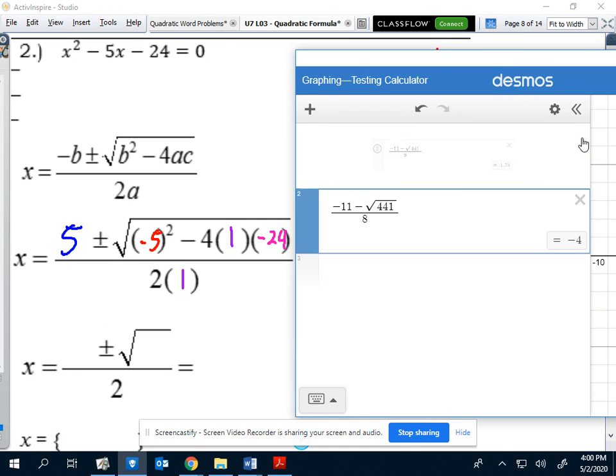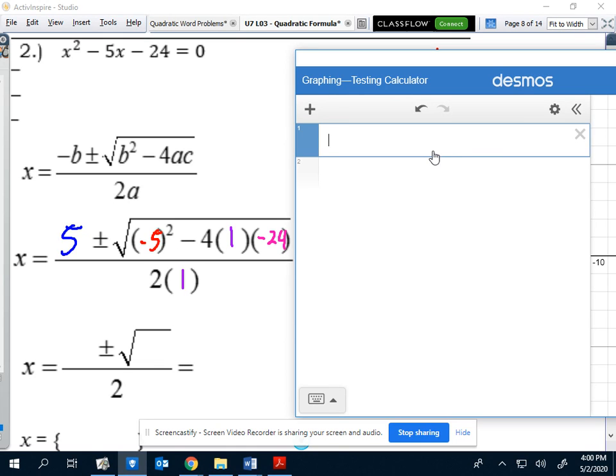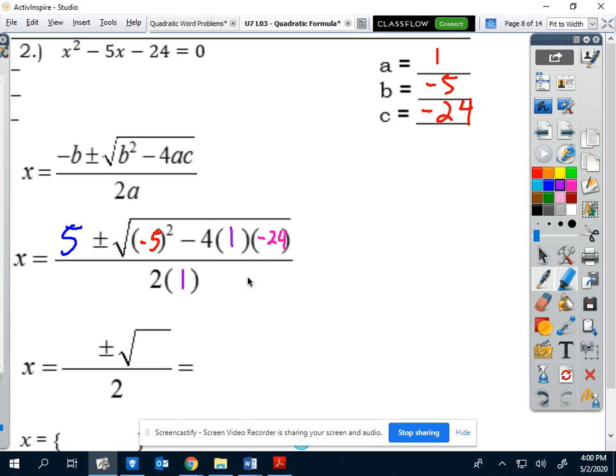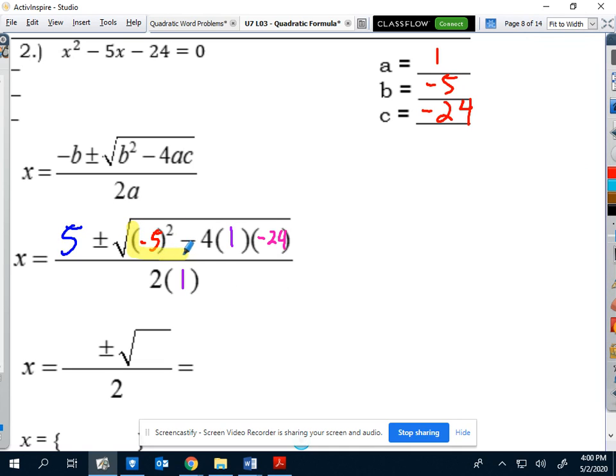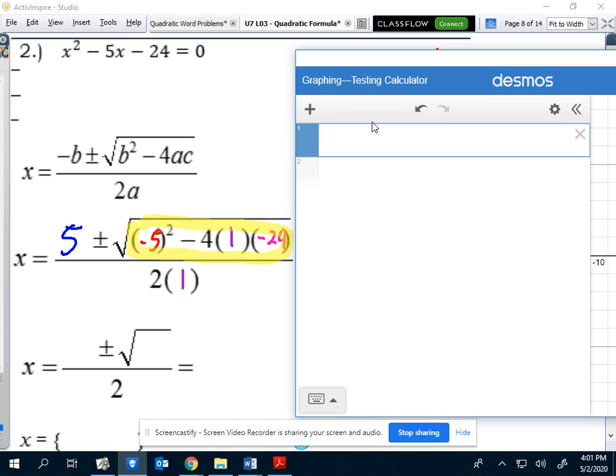Let's delete everything we've got here and type in our new number that is just underneath. Remember, we're just typing in what is underneath the radical, okay? Just this expression right here, not the radical itself. So if we're going to type that in, we have parentheses, -5, close parentheses, squared, -4, times 1, times -24, okay? So that number is 121, which is great.